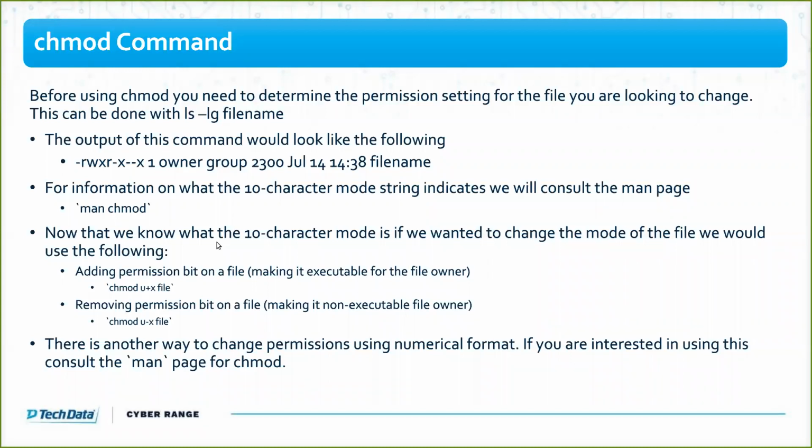So if we wanted to change any of these specific permissions, for example, if we wanted to make a file executable for the owner, we would run the command chmod u+x and then the file name. This would basically flip the bit and set the permissions for that file to be executable for the user. And if we wanted to reverse that, we simply do chmod u-x and then the file name. Literally all it's doing is flipping a bit, changing the permission on the file.